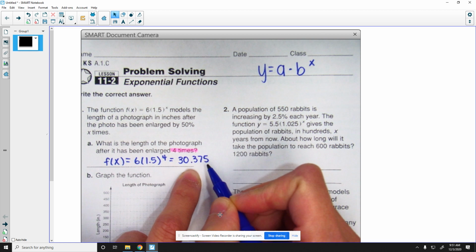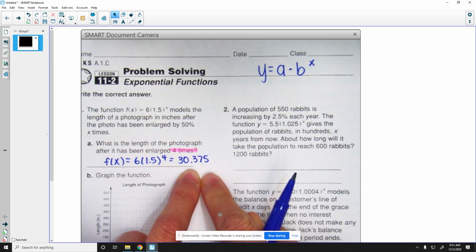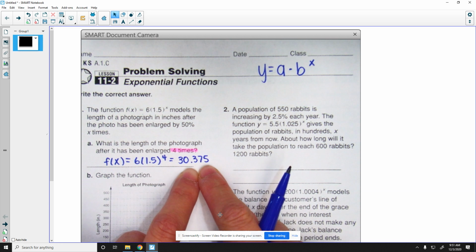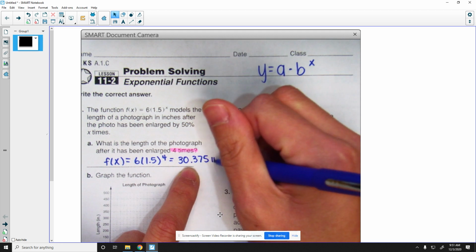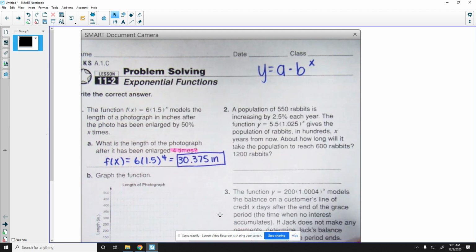30.375. This is a real world problem, so I do need units. So is it like feet? Is it puppies? Is it humans? What would it be? What do we think? Inches. Good. Okay, so that's letter A.